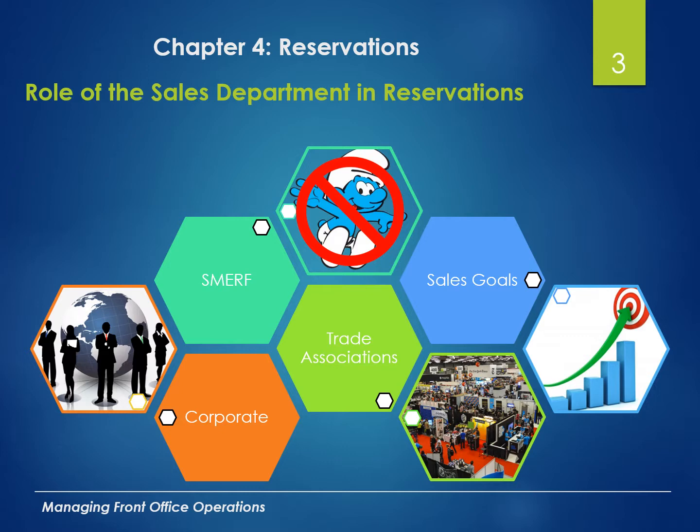The last one I want to talk about is the SMERF. And so SMERF is not a little blue person. SMERF is social, military, educational, religious, and fraternal. Okay, so any group that falls under that, social, military, education, religious, or fraternal, typically these are potentially nonprofit groups.